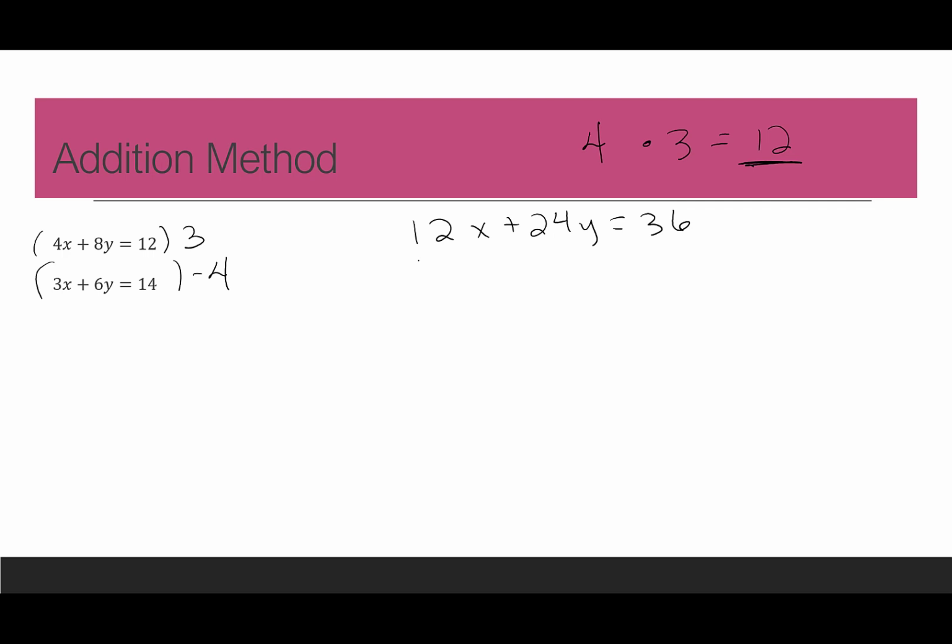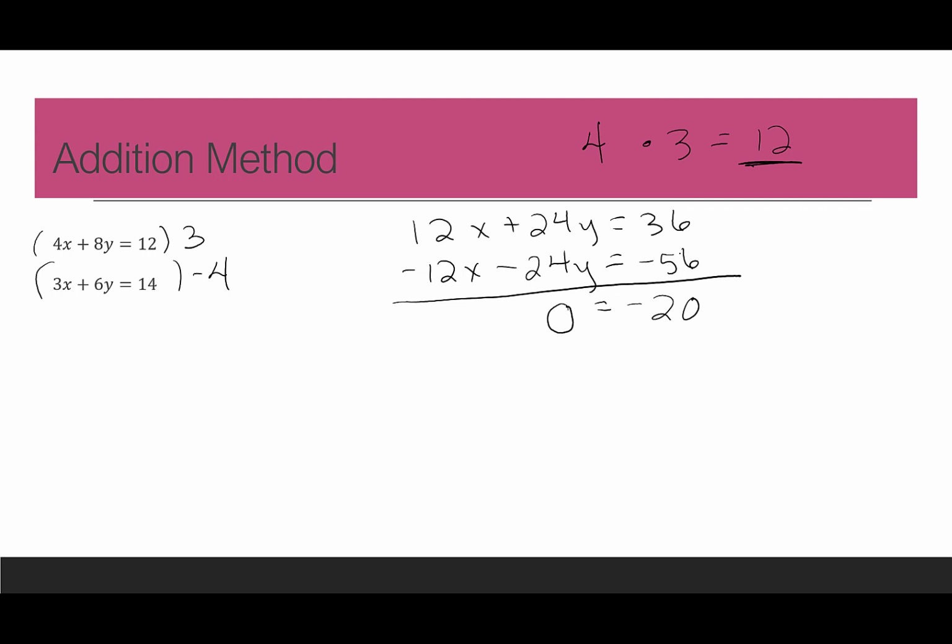I get negative 4 times 3x is negative 12x. Negative 4 times 6y is minus 24y. And then negative 4 times 14 is a negative 56. So add that together. 12x minus 12x cancels. 24y minus 24y also cancels. So the left side is 0. The right side, 36 minus 56 is negative 20.